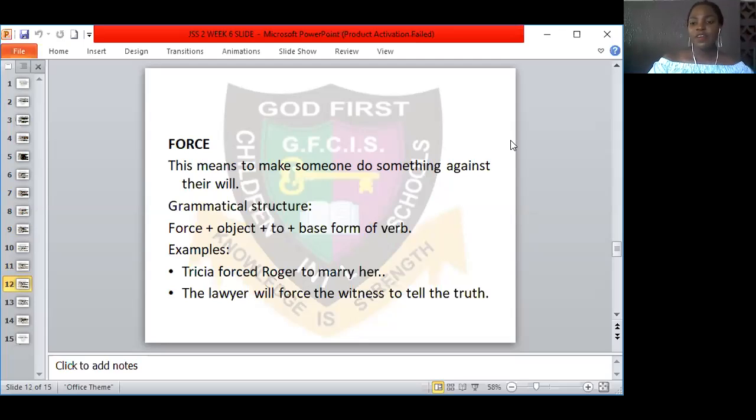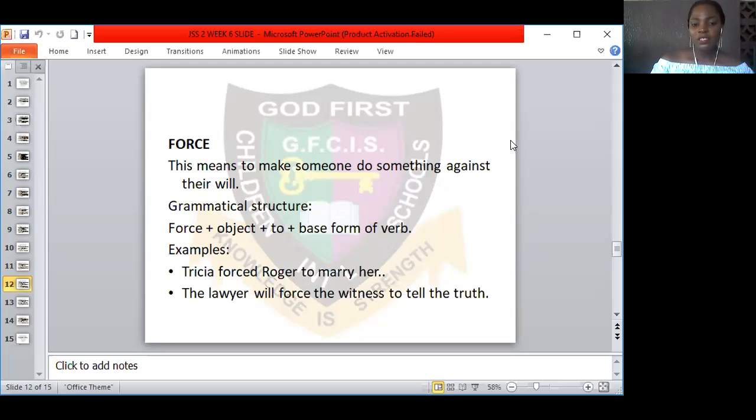Another causative verb is force. This means to make someone do something against their will. So the grammatical structure of force is force plus object plus to plus the base form of the verb. Example: Trisha forced Roger to marry her.